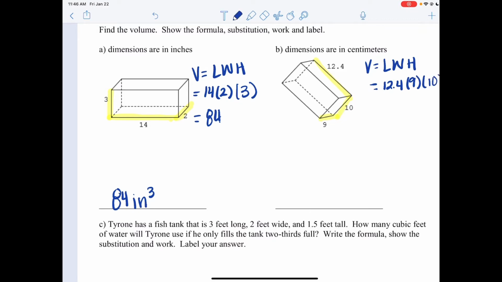And that very last step that we take is just to multiply all of these numbers together. So 12.4 times 9 times 10 is equal to 1,116. Now plugging this into my final answer, the only thing that you cannot forget is your label, which is 1,116 cubic centimeters.